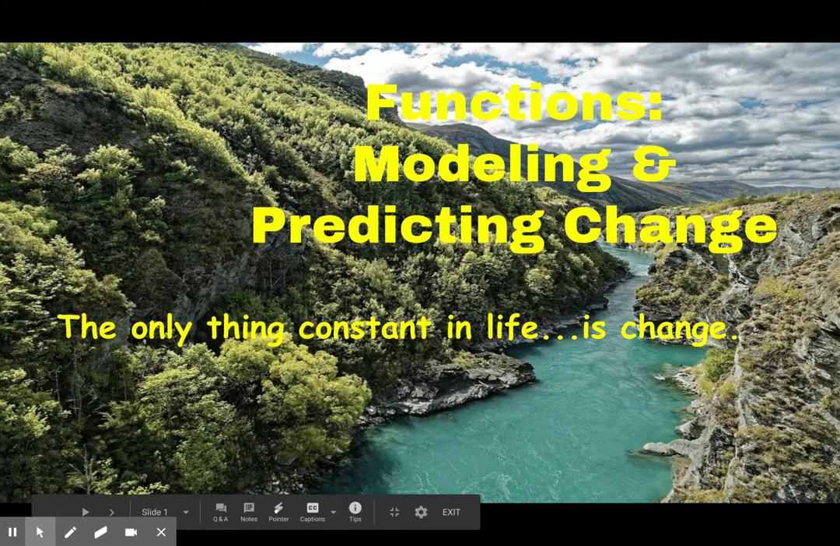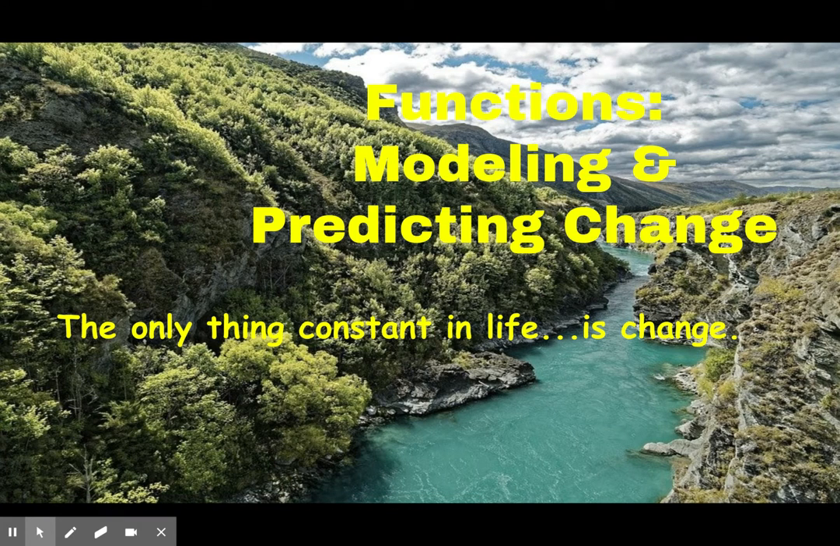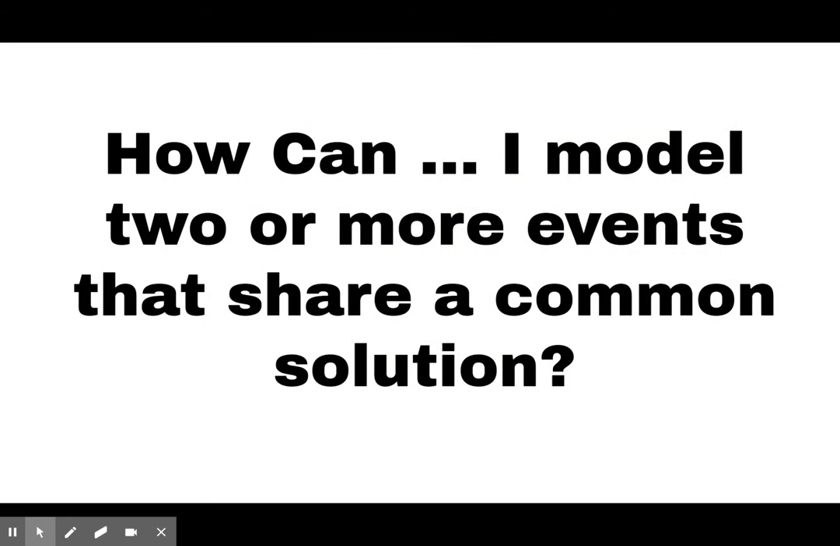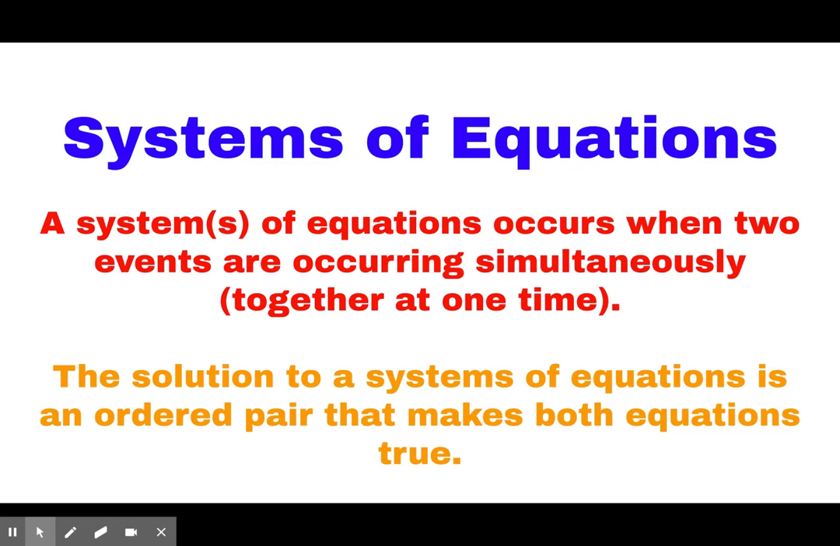Hello, everybody, and welcome to our second day of solving systems of equations by substitution, which is part of our overall study about functions, modeling, and predicting change. Systems of equations allow us to answer the question of how can I model two or more events that share a common solution. We do that when two events are occurring simultaneously. The solution is going to be the ordered pair that makes both equations true.